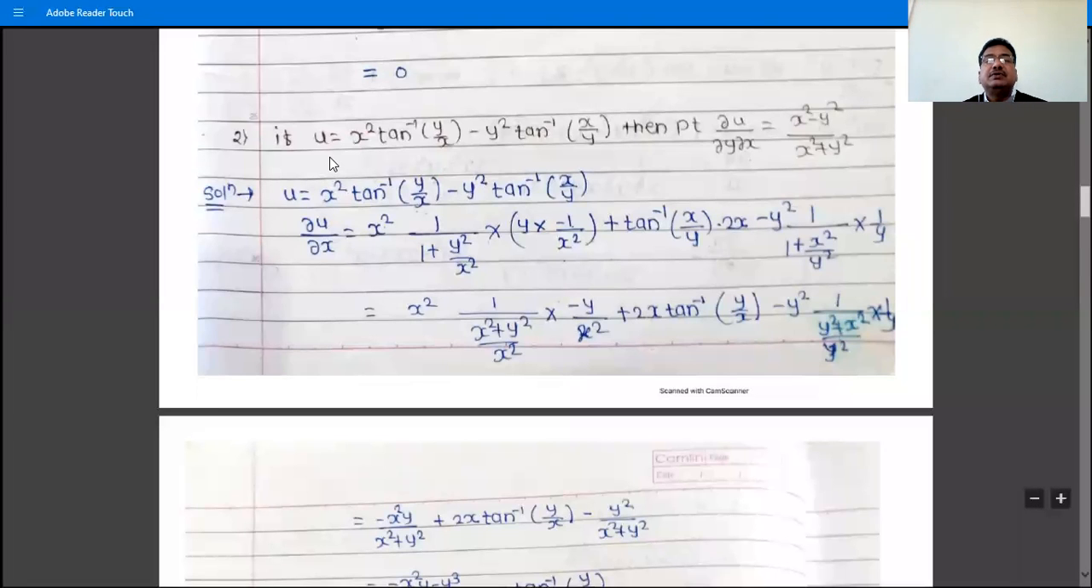Next example: u is x square tan inverse y by x minus y square tan inverse x by y. Then prove that del square u by del y del x is equal to x square minus y square divided by x square plus y square.